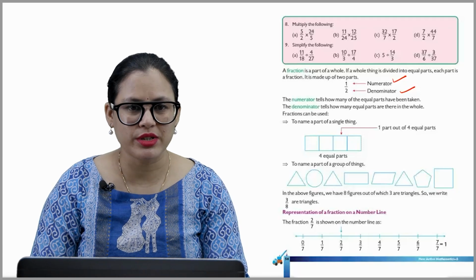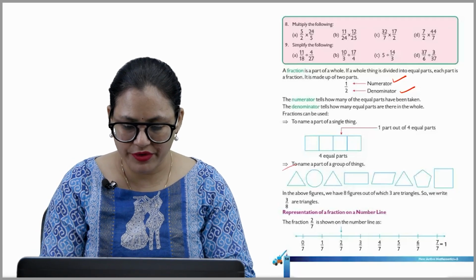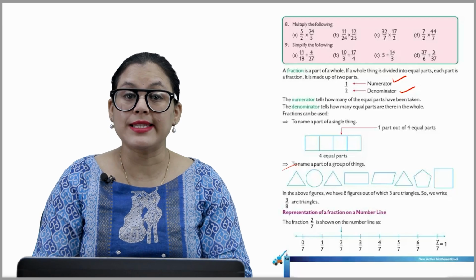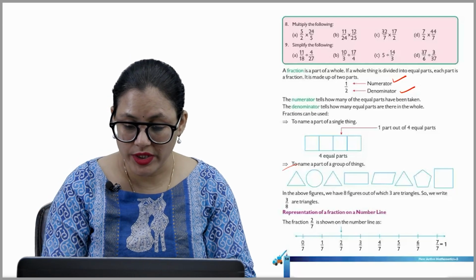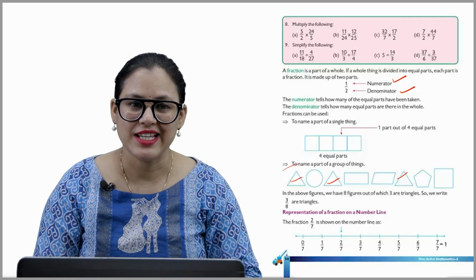Fraction can be used to name a part of a group of things. In the above figure, you can see we have 8 figures, out of which 3 are triangles. So we write 3 by 8 are triangles.